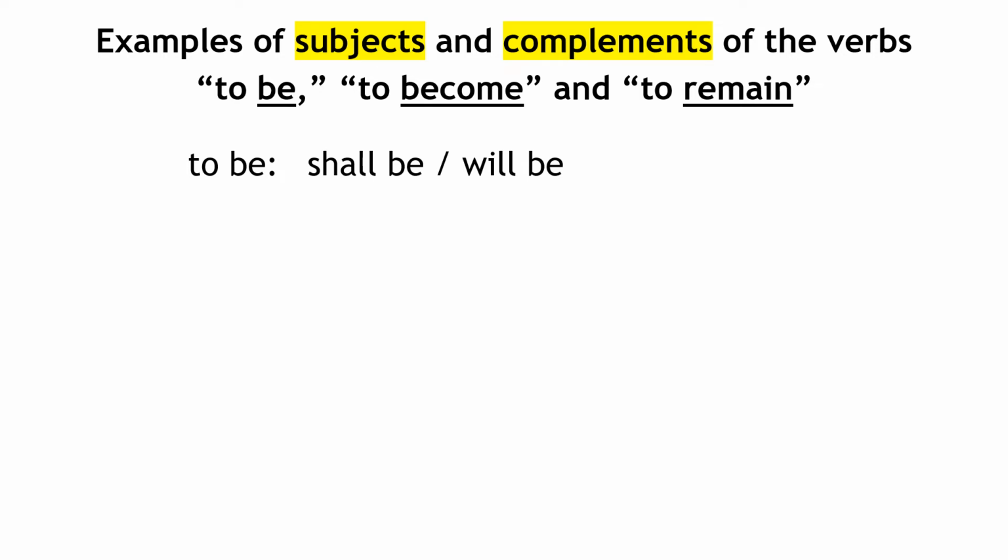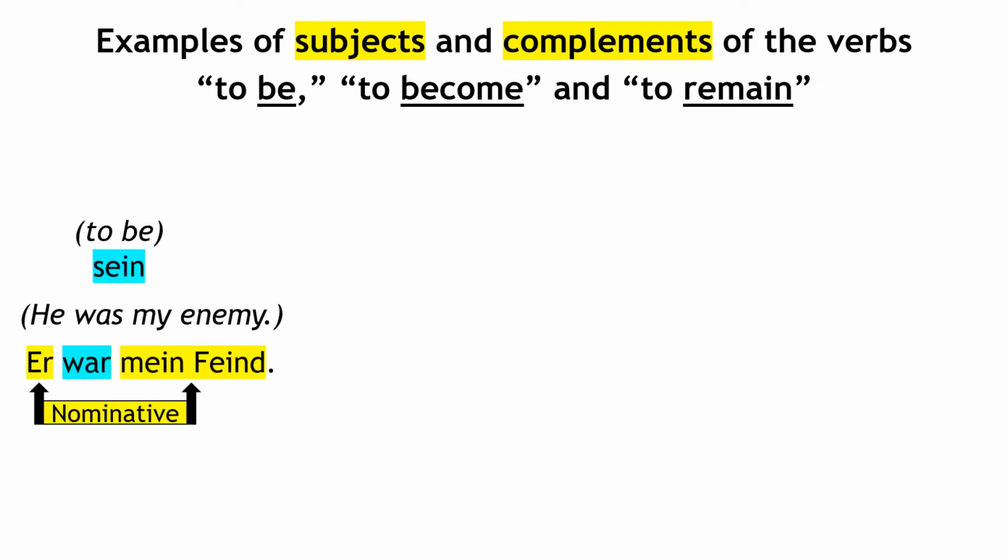In this first example, we are using the past tense of sein, which is war. War mein Feind. Is the subject of the verb sein. Mein Feind is the complement of the same verb. It is obvious that and mein Feind refer to the same person.